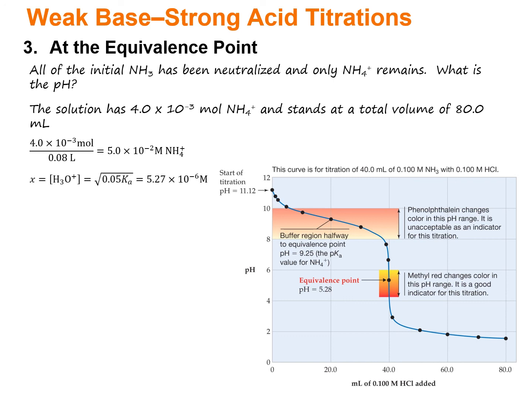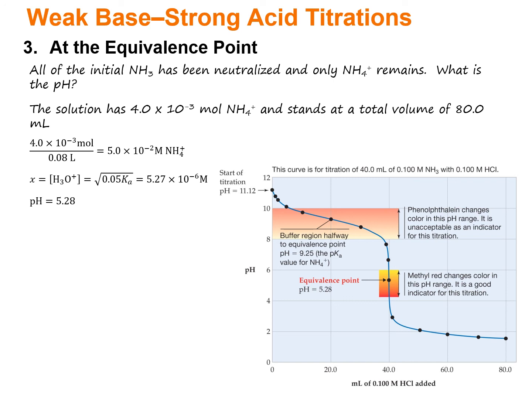If we want to figure out now what the pH is, this is just going to be using the ICE diagram, and as we mentioned before, X is going to equal the hydronium ion concentration. We solve for that hydronium ion concentration. It ends up being 5.27 times 10 to the minus 6 molar. Doing the negative log of that, we end up with a pH of 5.28. Notice that this is less than a pH of 7, so we're in the acidic region now.